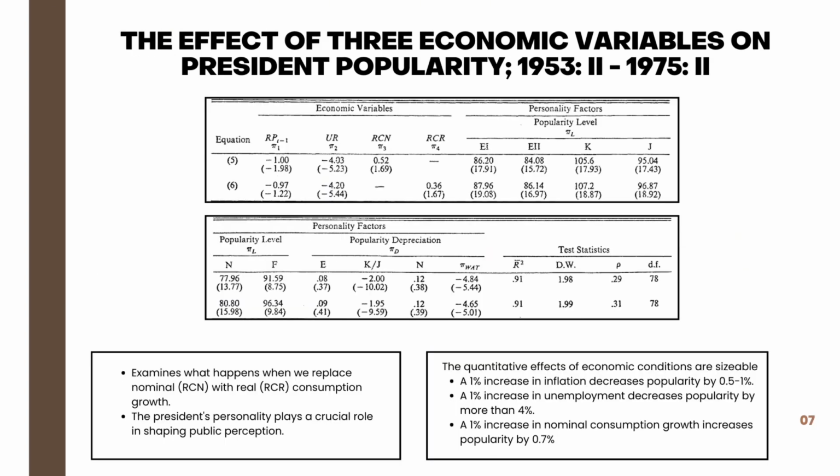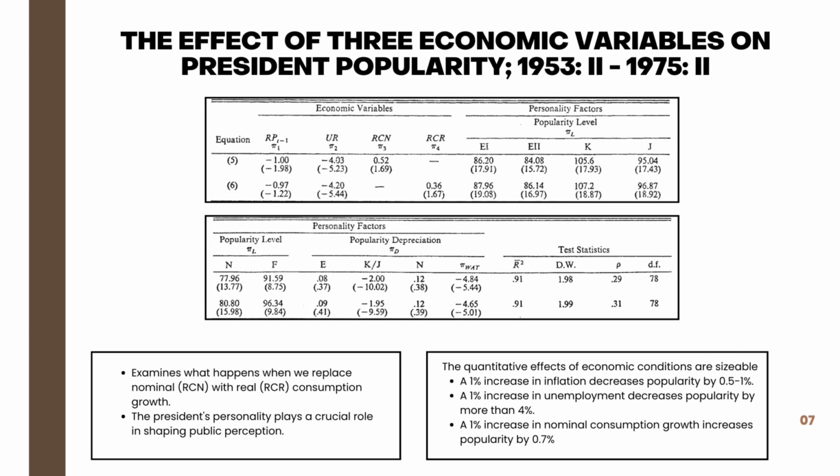This is a regression of the effect of three economic variables on presidential popularity in 1953 to 1975. This table shows how all three economic variables together affect presidential popularity. It also examines what happens when we replace nominal RCN with real consumption growth, RCR. This gives us a complete picture of how these economic factors work together to influence the popularity of the president. The analysis maintains a strong statistical fit.